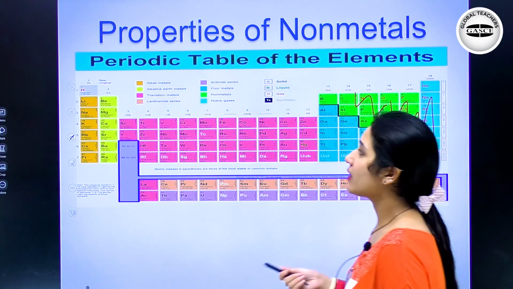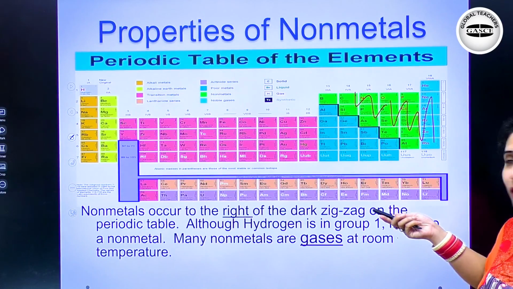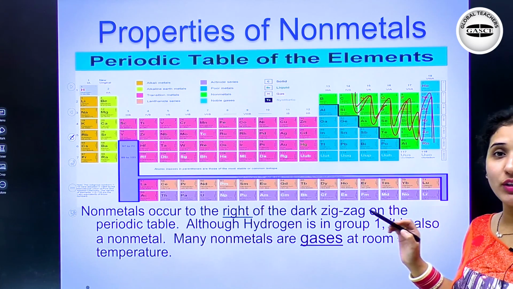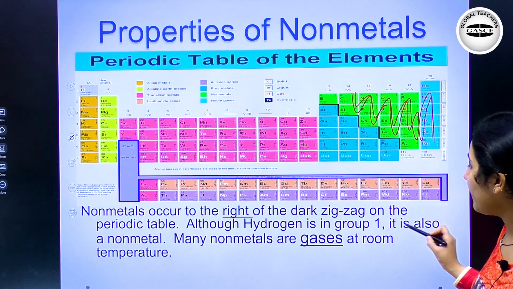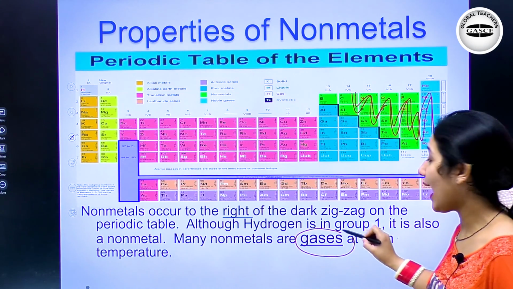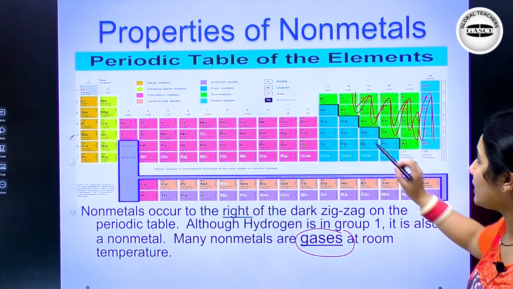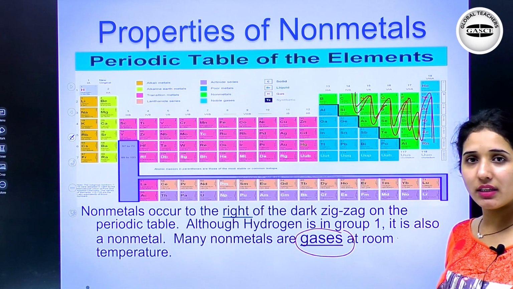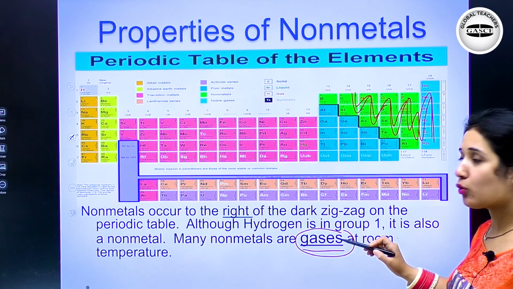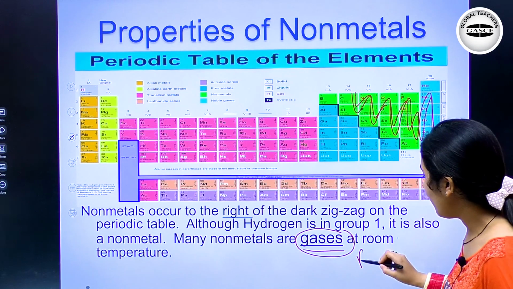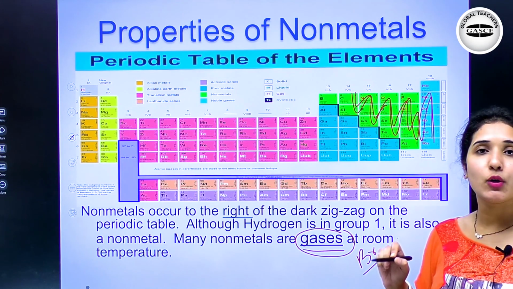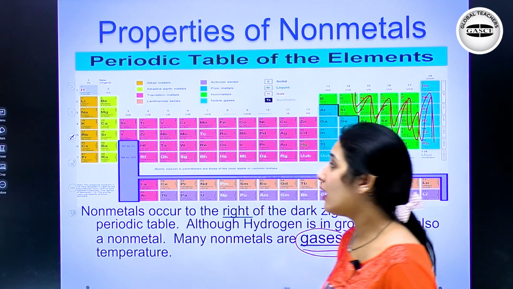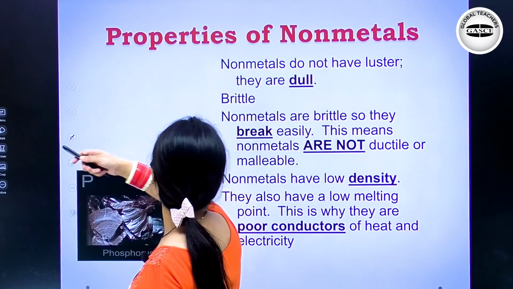Mostly they are gases. All the non-metals, be it carbon, nitrogen, oxygen, fluorine, neon, whatever non-metal we take, they are gases at room temperature except bromine. Bromine is a non-metal which is liquid at room temperature. Rest all the non-metals are gases. Let's move next.